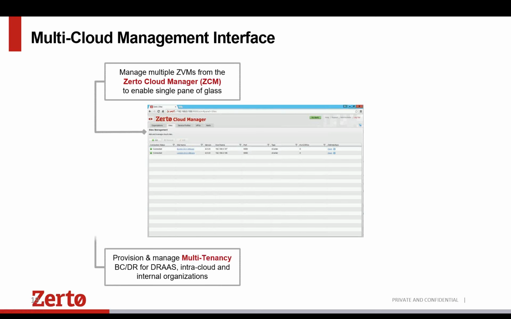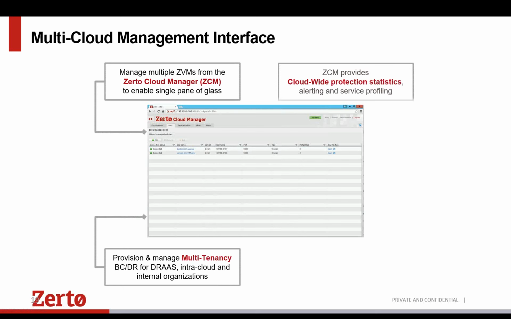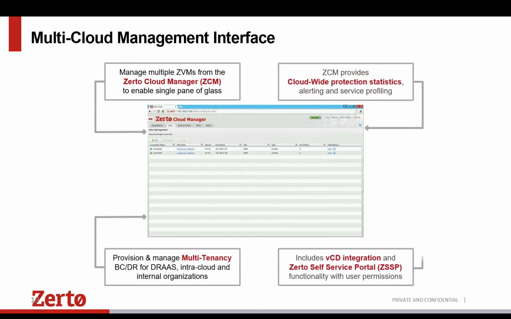It allows you to provision and manage multi-tenancy for BCDR, whether this is between your data centers, or for DR as a service, or your internal organizations, where you can give them self-service, and this includes integration with user permissions. You can also see the cloud-wide protection statistics, alerting, and service profiling.